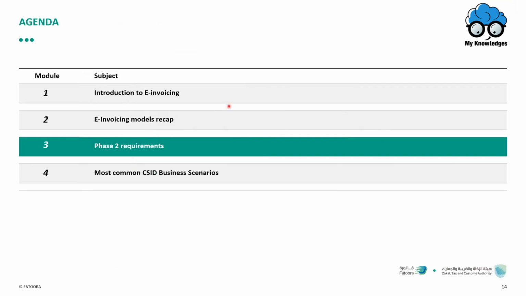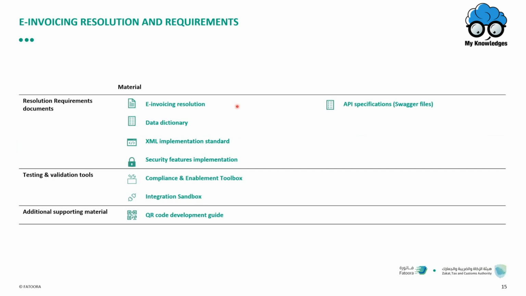So let's have a closer look at phase 2 requirements. We have published a lot of material on our website regarding the requirements. You're going to have the e-invoicing resolution. You're going to have the data dictionary, which includes all the data fields and their definitions and what sort of input needs to be done for each data field. You're going to have also details about how the XML implementations look like. And then there is a document for the security features implementation. And then finally, you will have the API specifications in Swagger format.